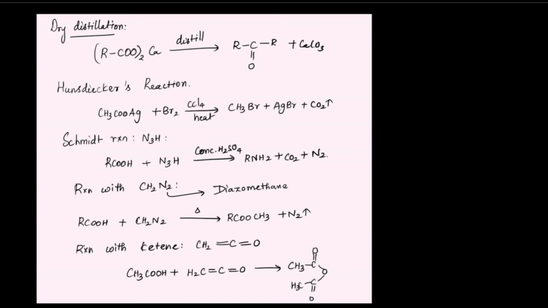These are some reactions which carboxylic acid is undergoing. Among these, the ketene process is also important, and diazomethane is also important, which questions have been asked in the previous year papers. The named reaction, Schmidt reaction, which involves N3H. Okay, it's not ammonia, it's N3H. So it will give you amines and CO2 and N2.